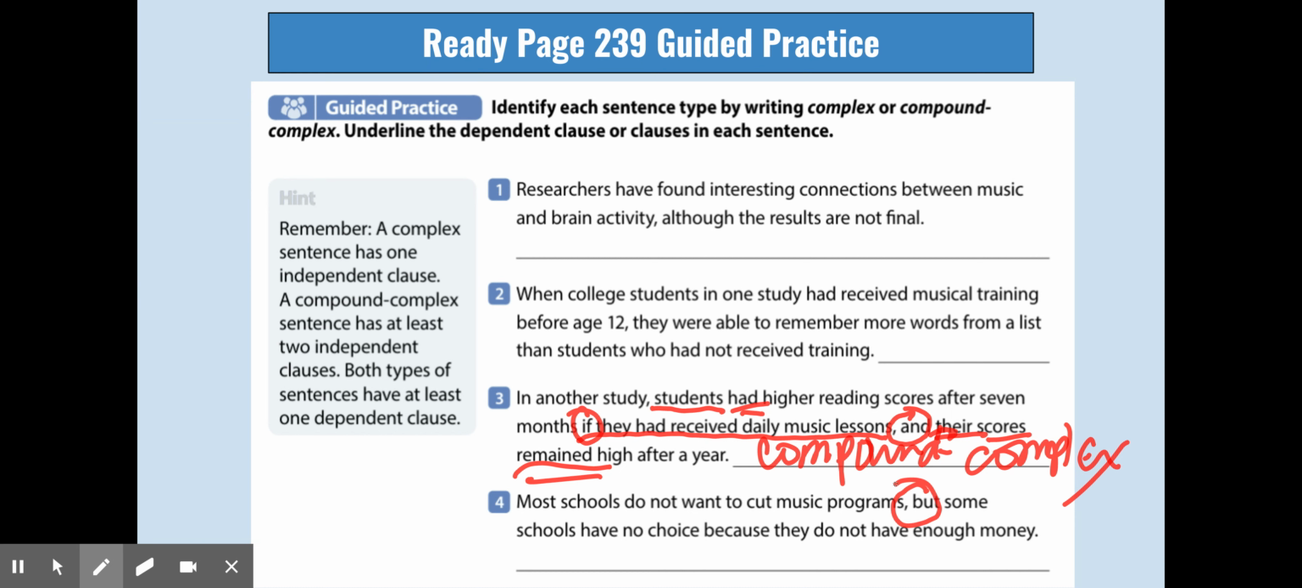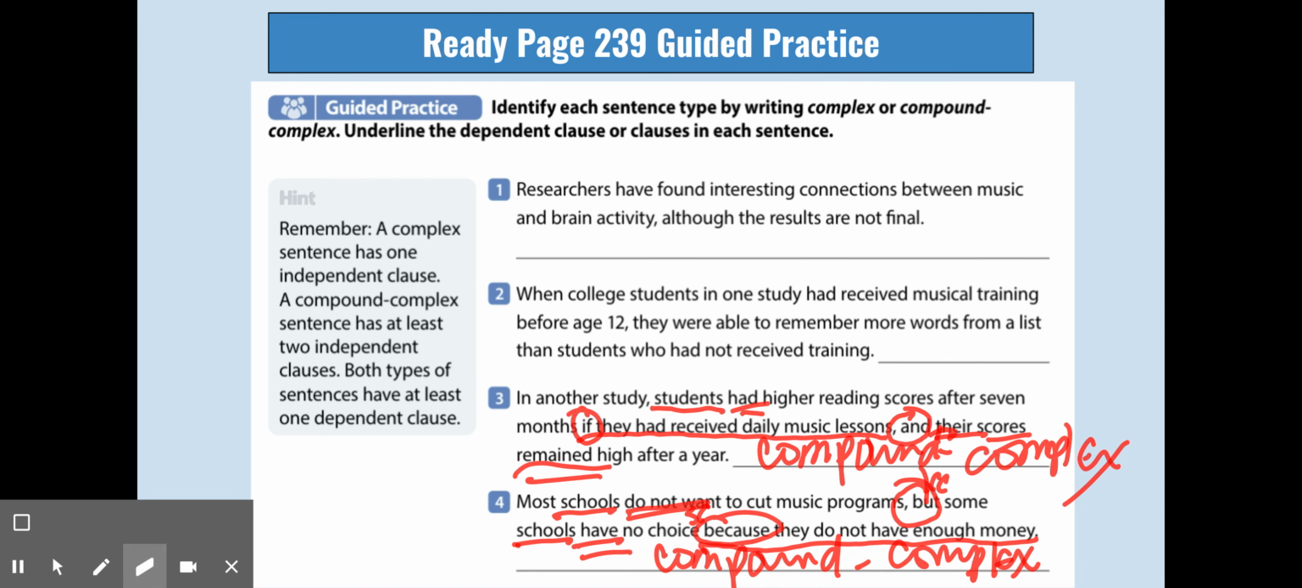And our last one, I have most schools do not want to cut music programs, but. Oh, there's my comma but. So that's my coordinating conjunction. Some schools have no choice because, oh, there's my subordinating conjunction, because, I'll underline that, they do not have enough money. All right, so because it's got the coordinating conjunction and that comma, that makes it compound. Then I've got schools do not want, just one verb, and then schools have no choice. Okay, so this is going to be a compound-complex sentence.